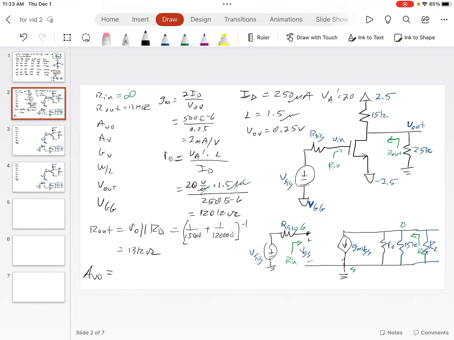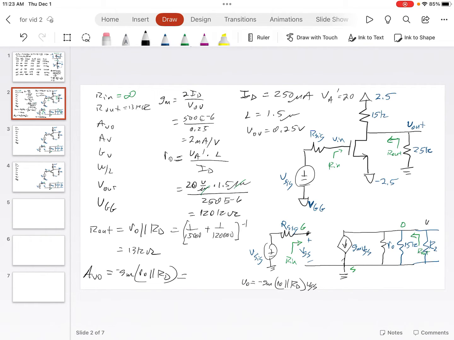And we've got enough room for AV naught, the open circuit voltage gain. That's without the load, so that equation is minus gm times R naught parallel with RD. So how do we know that? We can write the equation. If we write the equation of V out, it is equal to minus gm R naught parallel with RD times VGS.